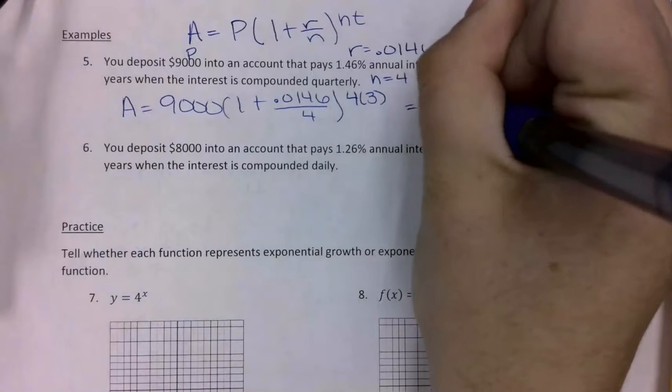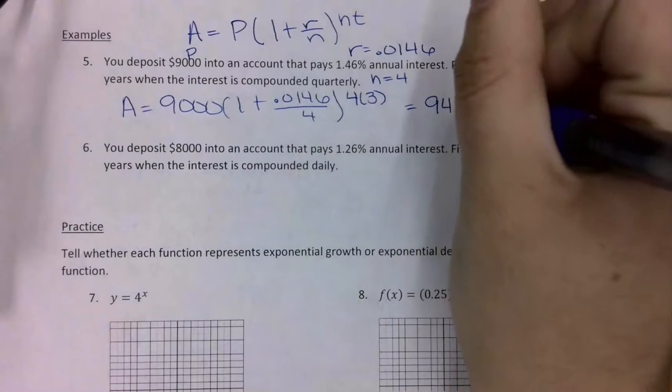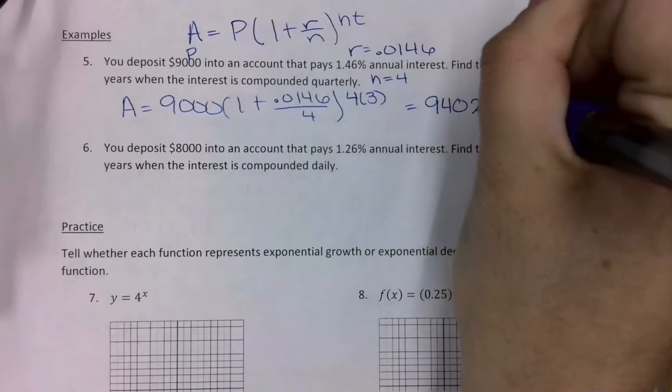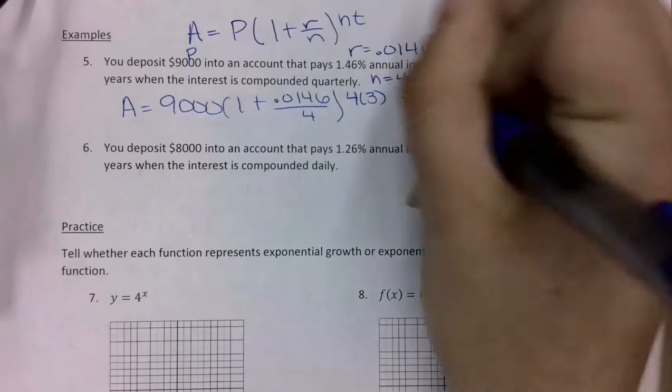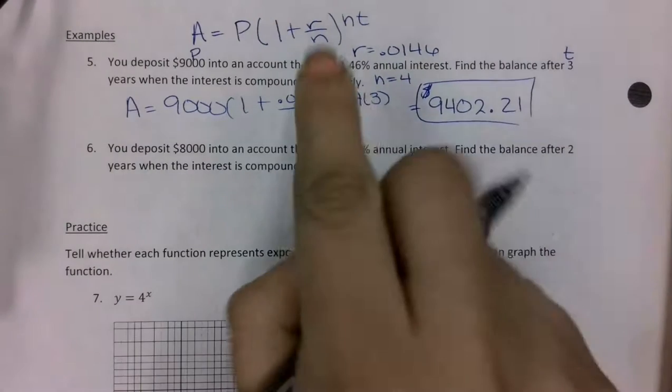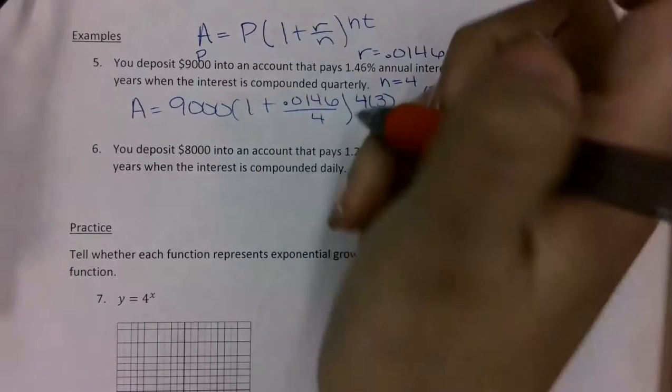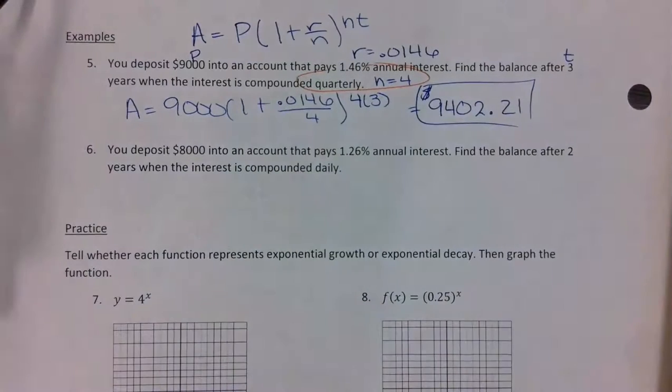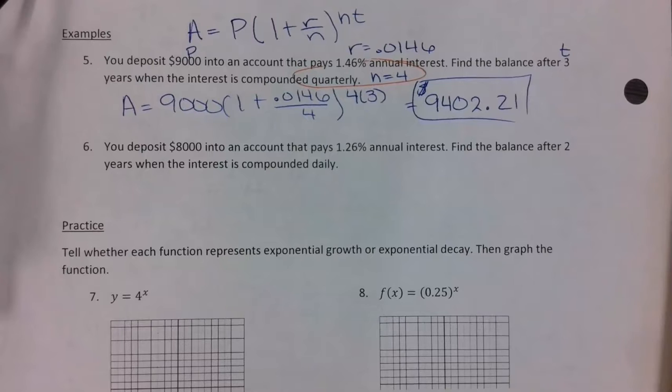Wait, what was the answer? 9,402 and 21 cents. Why the 4? Because it said the word quarterly. And there's 4 quarters in a year. Quarter is always 4. N stands for how often it happens. So there's 4 quarters in a year.